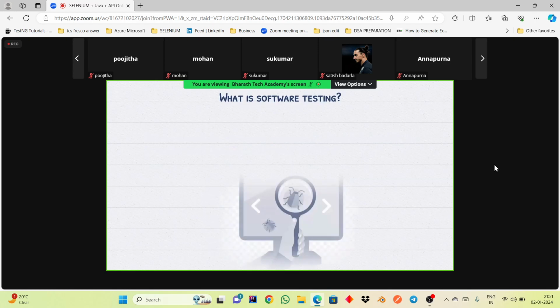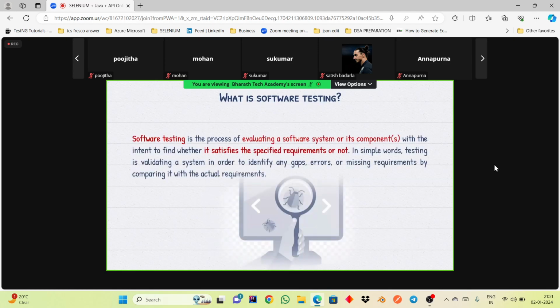Generally, software testing is nothing but the process of evaluating a software system or its components. That is what we are going to call software testing. What does it mean, Bharat? I'm unable to understand your book definition. Can you explain a little more in simple words?